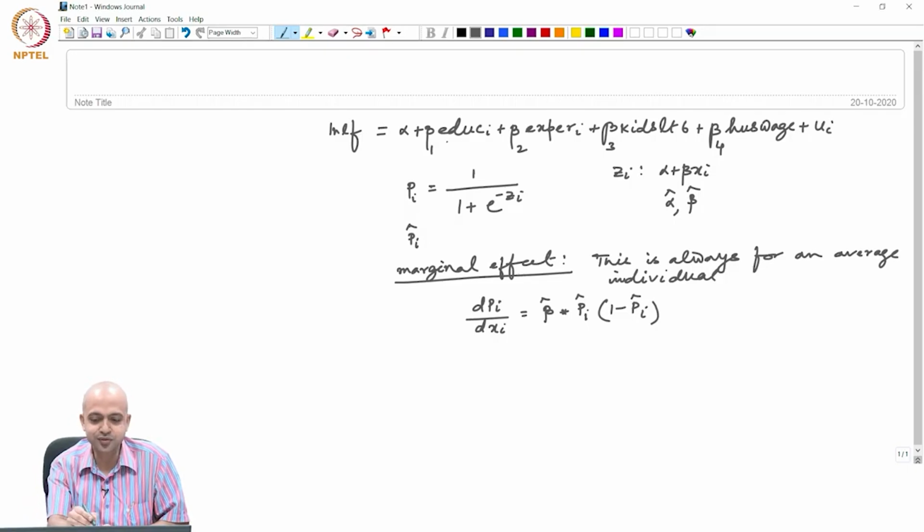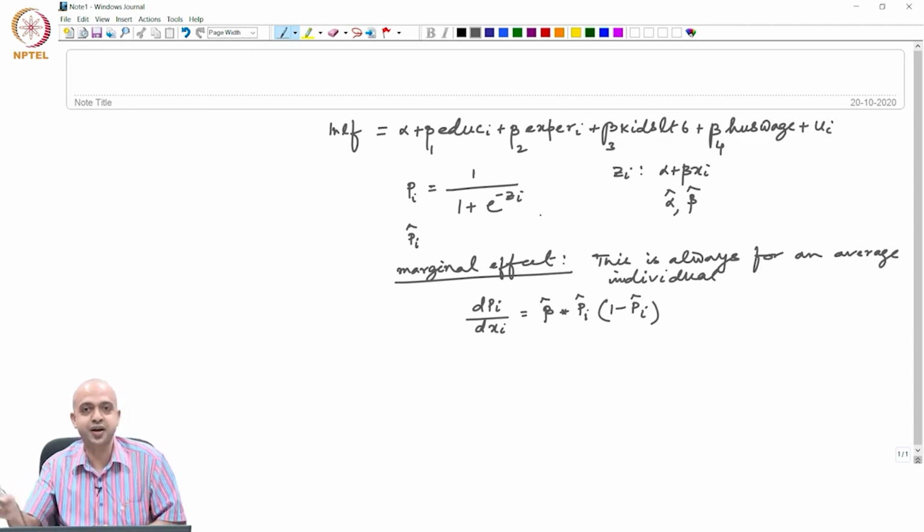That means, when you have these variables education, experience, kids and husband's wage, this marginal concept is applicable to that particular married woman whose education level is at the sample average, whose experience is at the sample average, whose number of kids is at the sample average, and whose husband's wage is at the sample average. That is why that particular married woman is called an average individual or a representative individual. That means this average individual is actually an imaginary concept, okay?